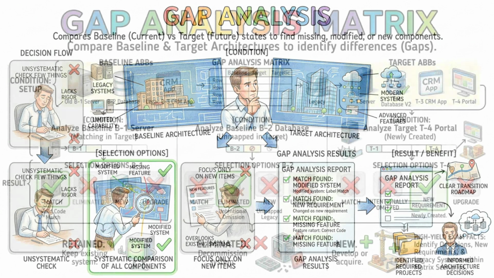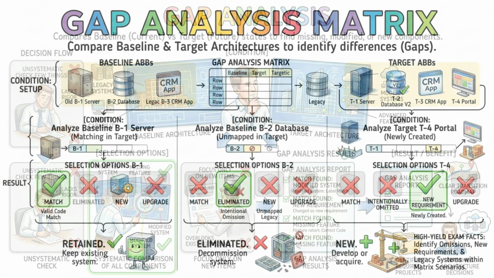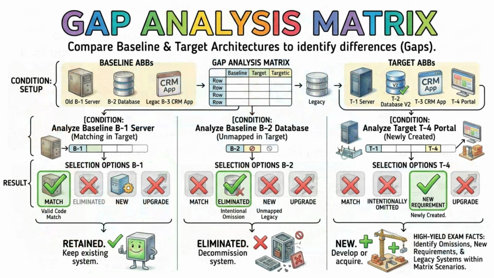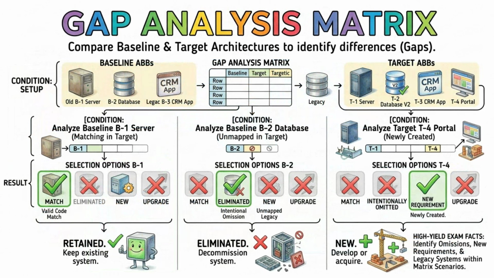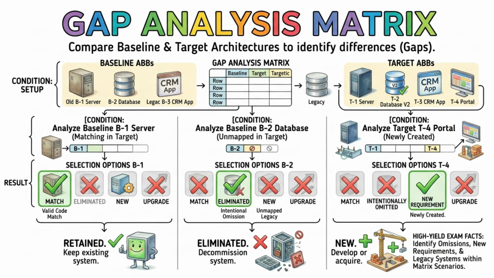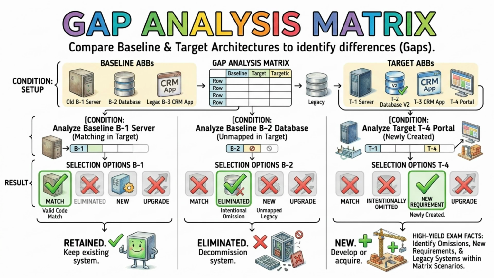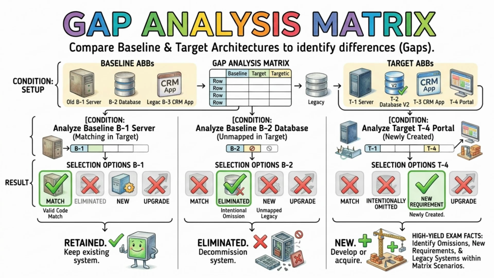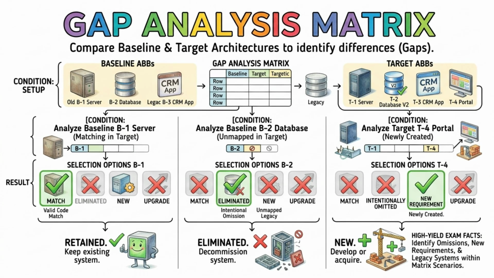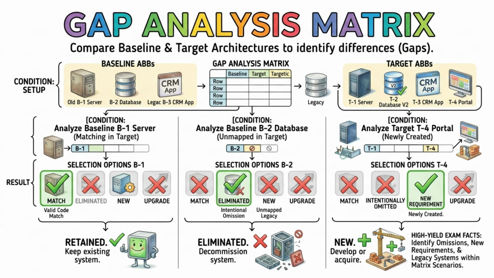Architects perform gap analysis using a structured gap analysis matrix, placing baseline architecture building blocks along one axis and target architecture building blocks along the other. Items that match indicate components that will be retained, while unmatched items reveal components to be eliminated, newly created, or intentionally upgraded. The exam frequently presents matrix scenarios and tests your ability to identify intentional omissions, new requirements, and unmapped legacy systems.